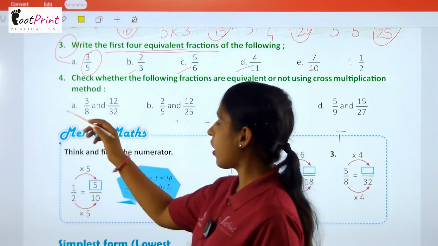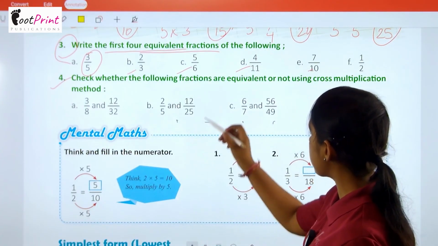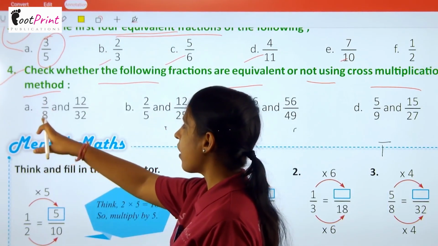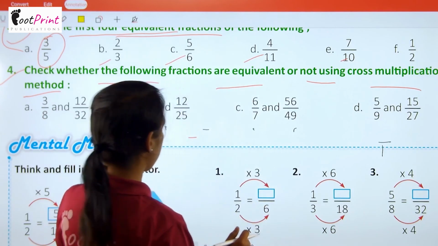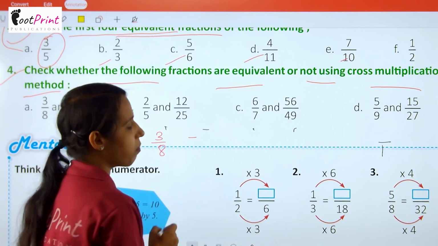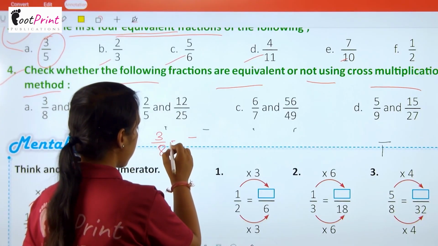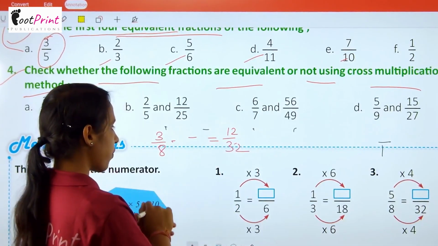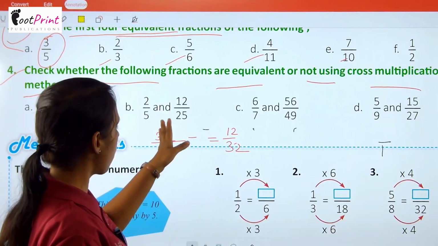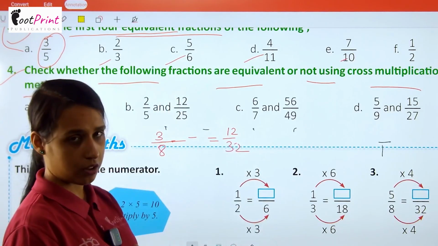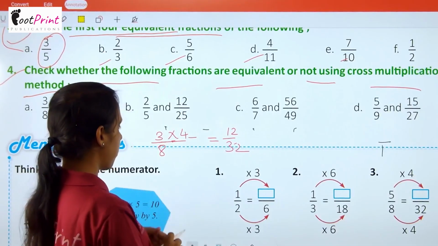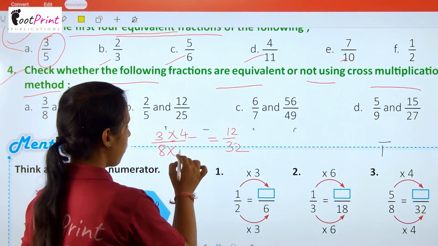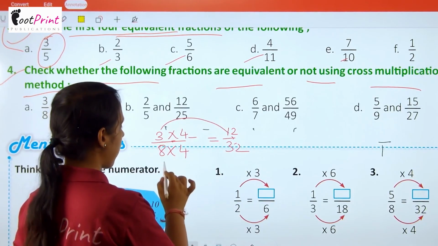Now move to the next question, that is, check whether the following fractions are equivalent or not, not using the cross multiplication method. Here we have 3 by 8 and 12 by 32, whether these are equal or not. So how will we do it? We do not have to use cross multiplication. Let's find out by how much we should multiply 3 to get 12. So 3 fours are 12. And we know that if we multiply the numerator by 4, we have to multiply the denominator also by 4. So here we get 3 fours are 12 and 8 fours are 32.